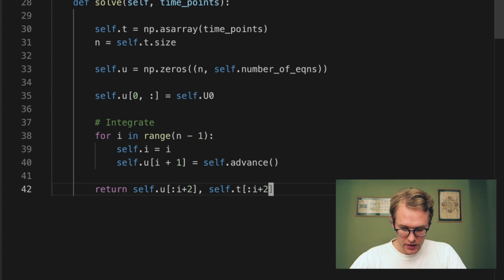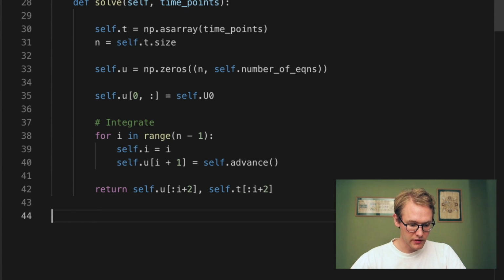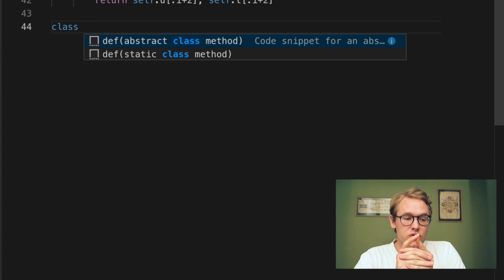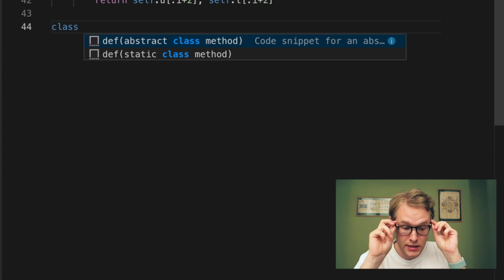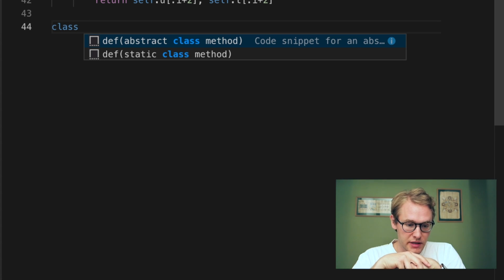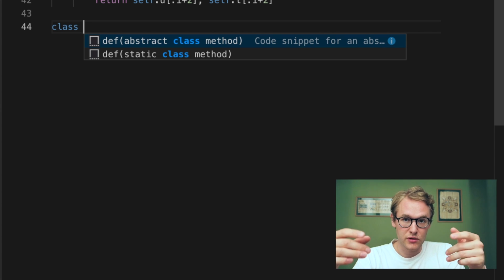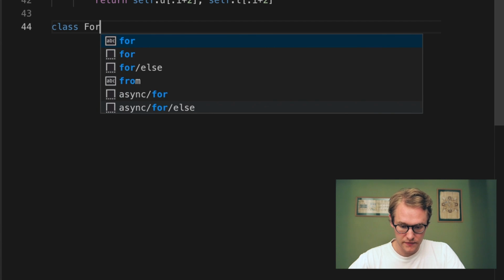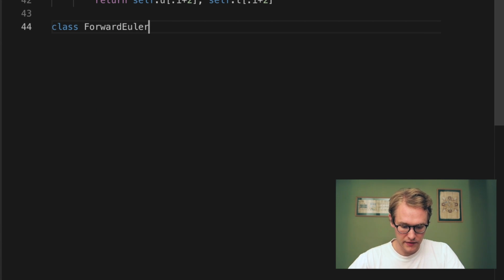Good. Okay, and now we'll write a subclass. Let me just scroll up, here we go. And we'll implement the most simple solver that exists for an integrator, which is really what this is, and for solving simple ordinary differential equations, which is the forward Euler method.